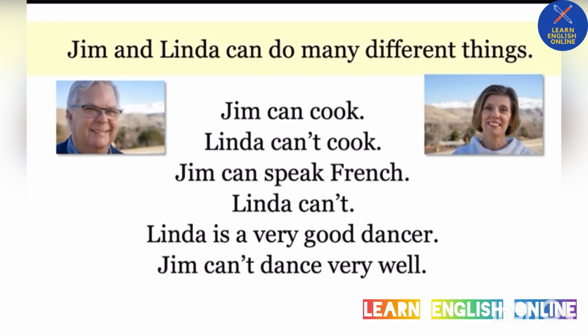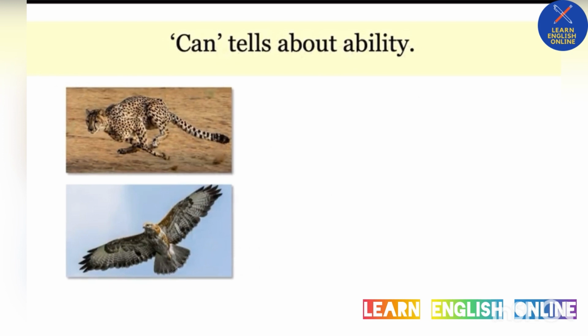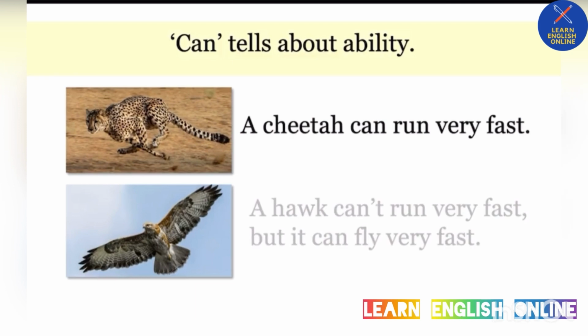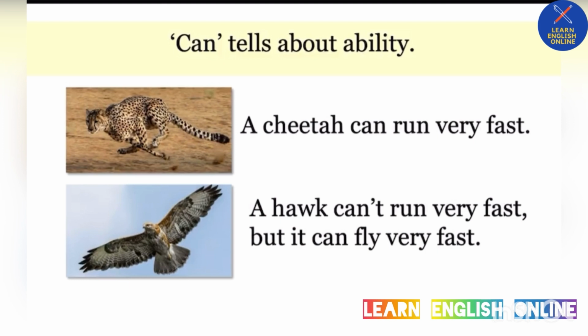Let's look at these two words, can and can't. Can and can't tell us what Jim and Linda are able to do. Can tells about ability. You probably know a cheetah can run very fast. A hawk can't run very fast, but it can fly very fast. Can tells us what these animals are able to do.